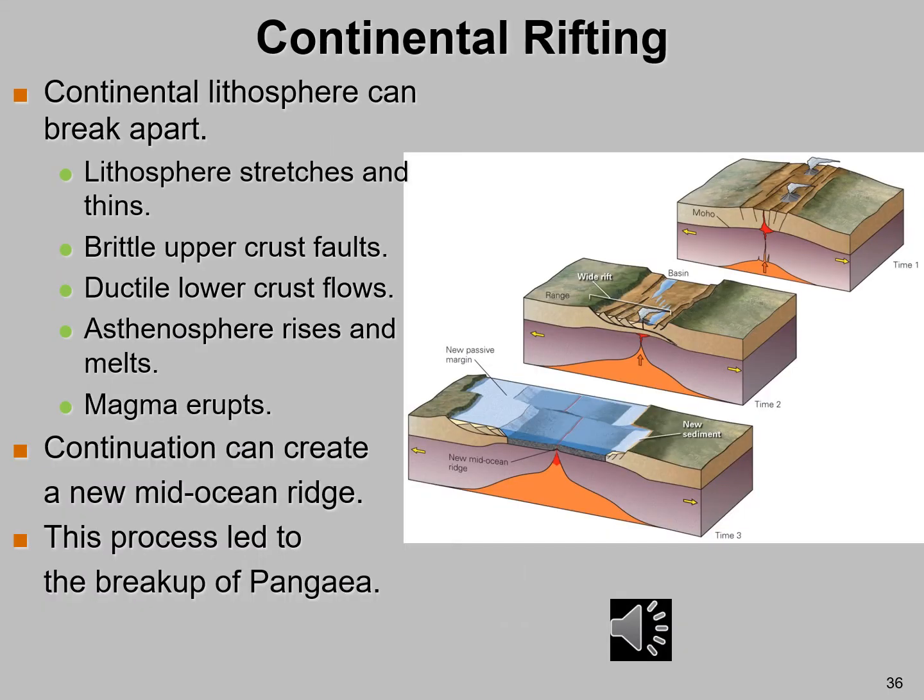A continental rift is a linear belt along which continental lithosphere undergoes a horizontal stretching in a direction perpendicular to the trend of the rift and thinning in the vertical direction. Geologists refer to the overall process of stretching and thinning as rifting.